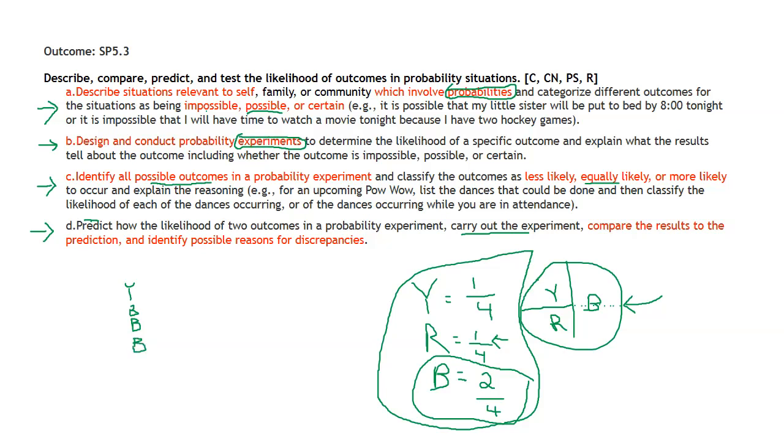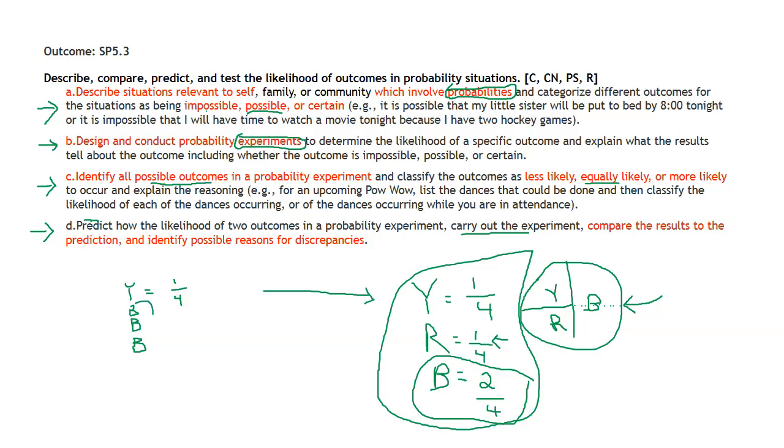Okay, so yellow turned out that we got 1 out of 4, which is exactly what we predicted over here. Okay, that was our prediction. That was the likelihood, the probability. That was the theoretical probability. In theory, that's what we should have got.